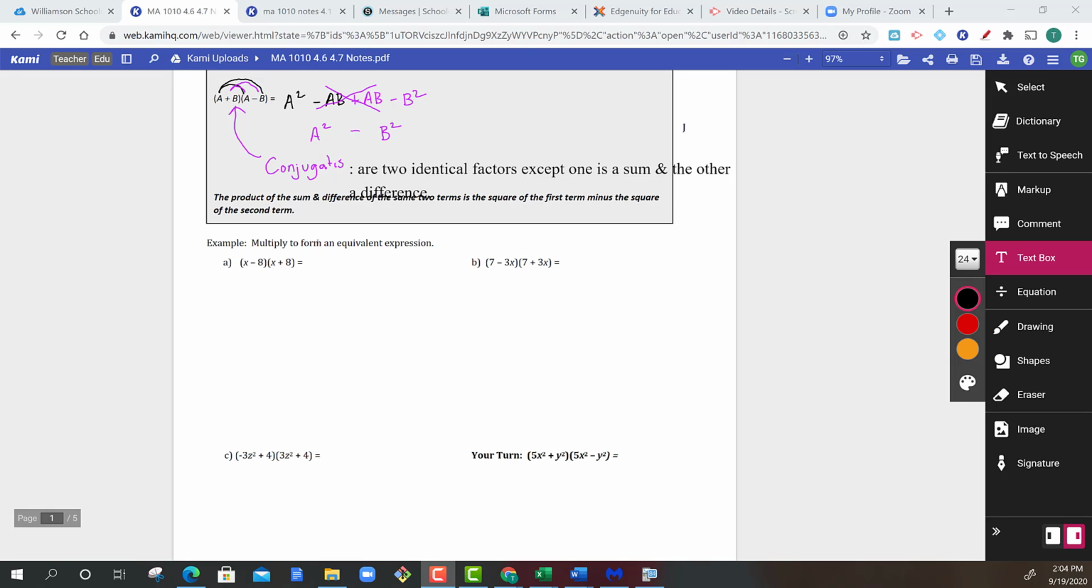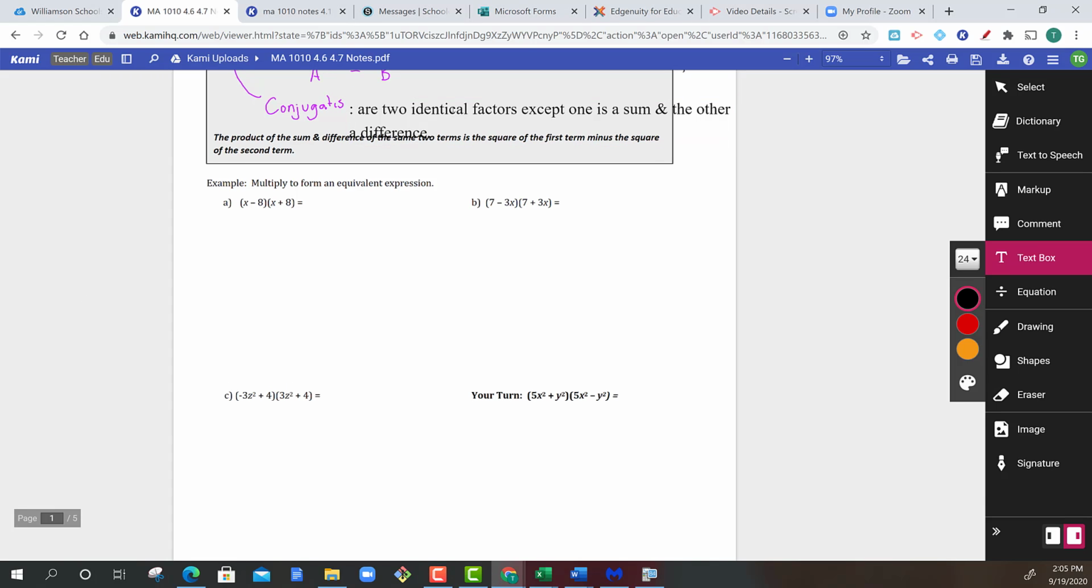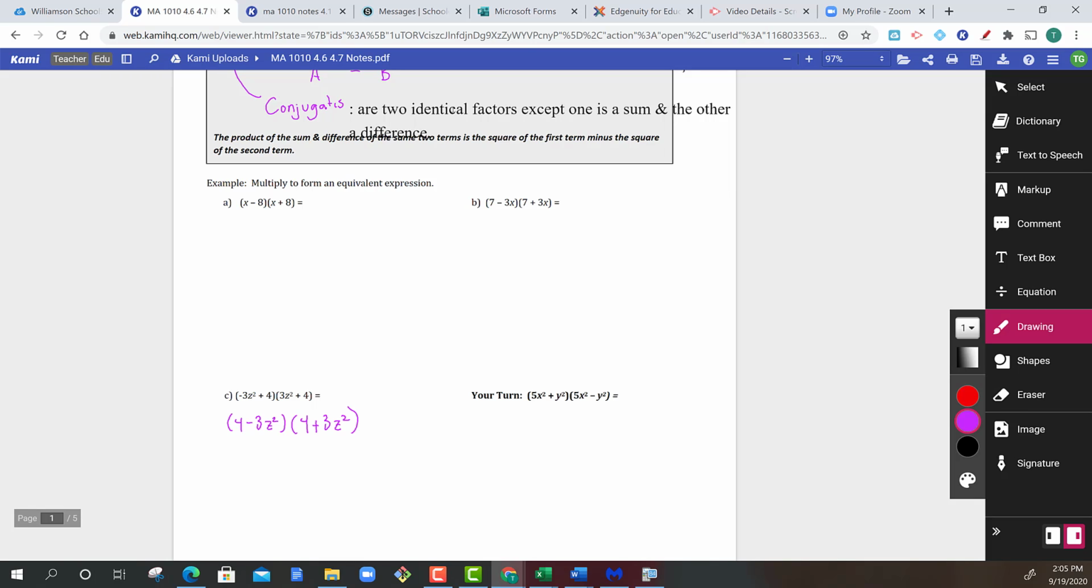And you can see that's what we have here in all these examples. We're multiplying these to form an equivalent expression. But you'll notice these are all conjugates. Even this last one. It's pretty obvious with part A and part C because it's the exact same term and those middle signs are different in all of these, but you could rewrite part C. We could rewrite this as 4 minus, in fact, let's do that. 4 minus 3z squared times 4 plus 3z squared. When you do that, it's a lot easier to recognize that those are conjugates.